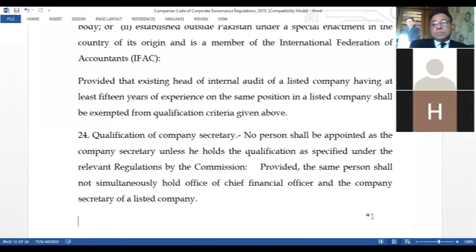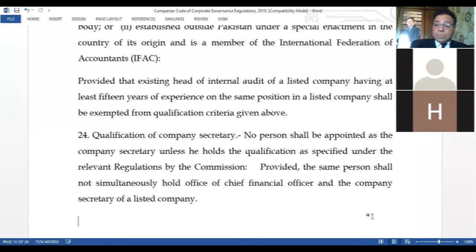Yes, please. Qualification of company secretary. No person shall be appointed as the company secretary unless he holds the qualification as specified under the relevant regulations by the Commission, provided the same person shall not simultaneously hold office of CFO and the company secretary of a listed company.